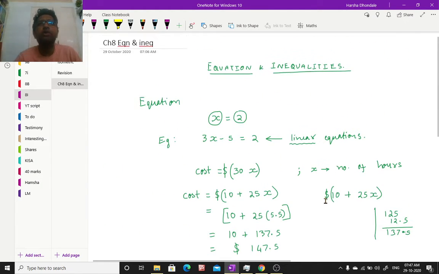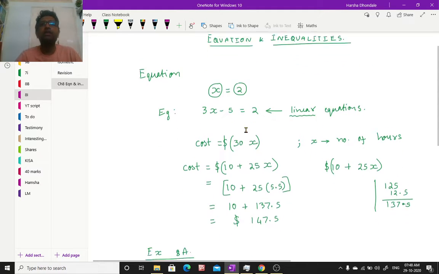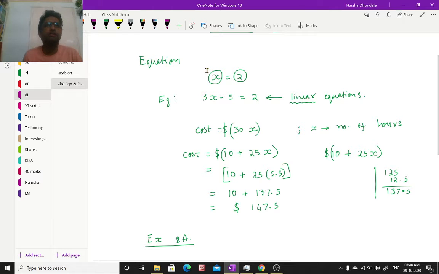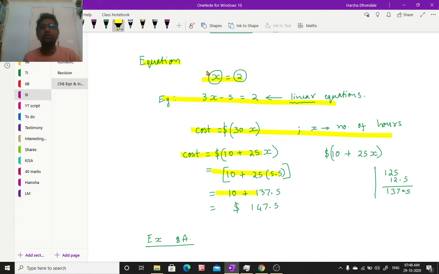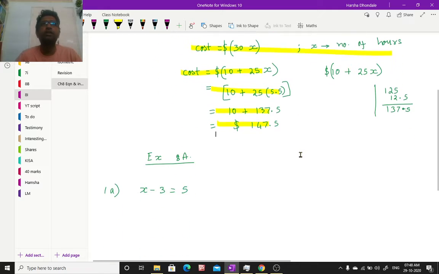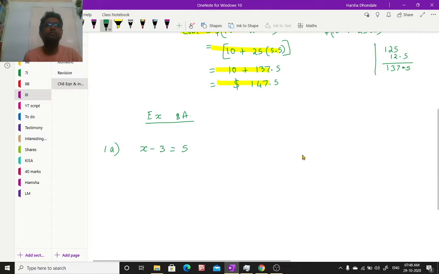Before that, what do you have to copy? Write the date and equations and inequalities, and you need not copy this stuff. This is just for your explanation, so don't copy these things, not required. From here you need to copy exercise 8a. So the first problem, under sub problem a, is x minus 3 is equal to 5. The heading is solve, so we need to find the value of x. That's what it means. So very simple.